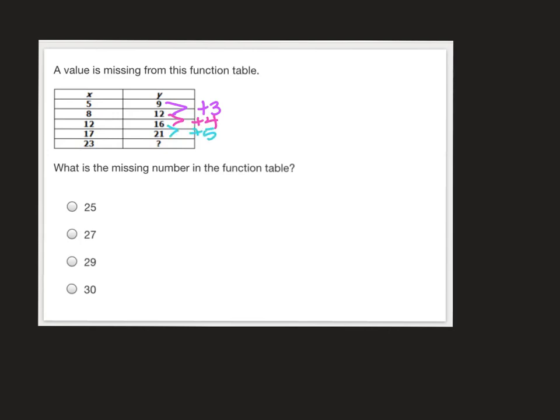So you can see a pattern developing where you're adding 3, then 4, then 5. So this time you're going to add 6. If we do 21 plus 6, that's going to give us 27.